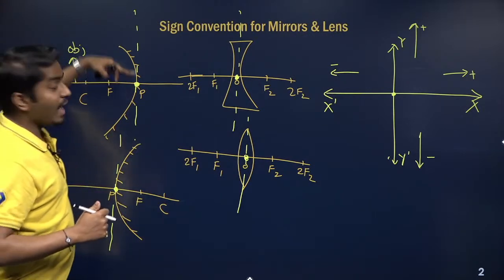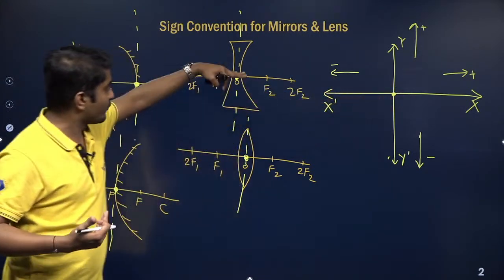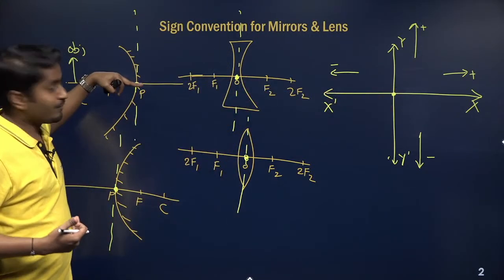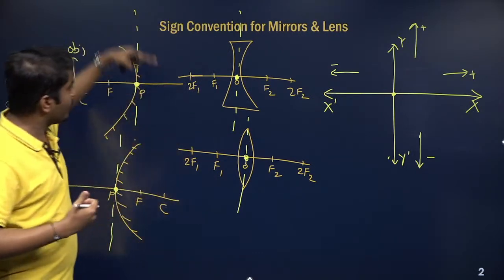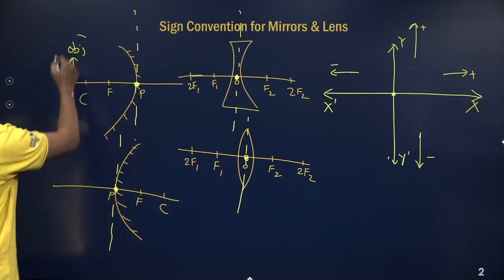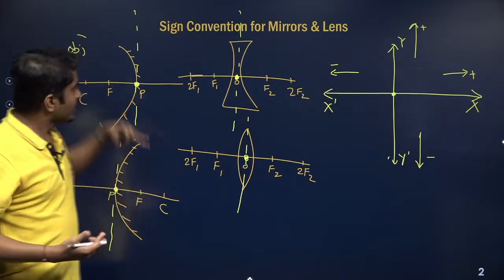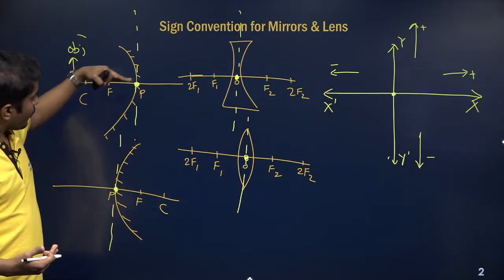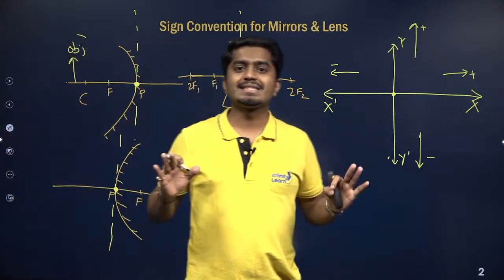Then what do you measure above? So this x prime is the principal axis for all of them, right? When you go above, that is the height. We measure either above or below. So when you measure it above, for example, this object here, that would be positive. When you measure it below the principal axis, it is going to be negative. So that is the sign convention.